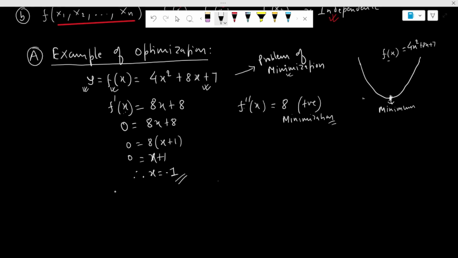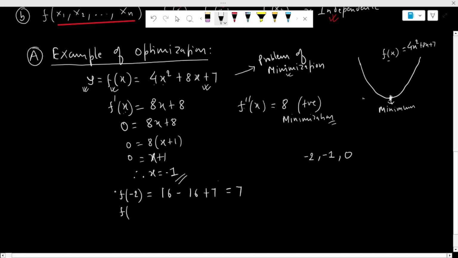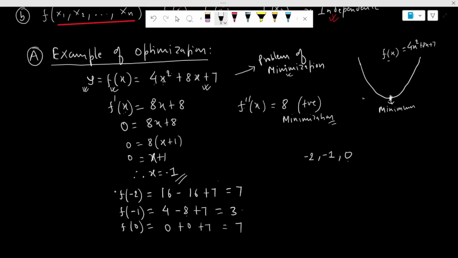Now let us take 3 points: x is minus 1, 1 less than that, minus 2, and 1 greater than that, 0. And let us calculate the value of the function at these points. This function is minimized at x equal to minus 1. So the minimum value of y is 3, and anything less or greater than that is greater than 3. In the maximum likelihood estimator, we are going to use this property. We'll calculate the first order derivative of our likelihood function, set it to 0, and calculate the value of the unknown parameter. And that will maximize the likelihood of the assumed distribution best representing or best fitting the samples.